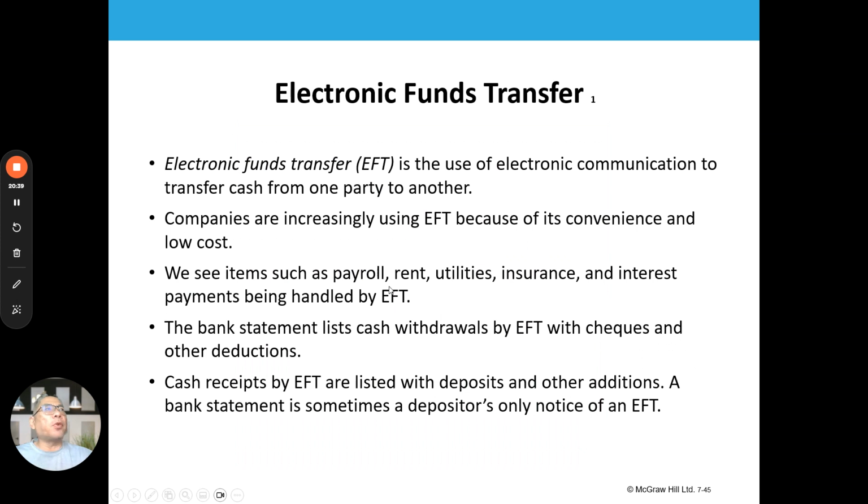Meanwhile, EFT, electronic fund transfer, is the use of electronic communication to transfer cash from one party to another. Companies are increasingly using EFT because of its convenience and low cost. Items such as payroll, rent, utilities, insurance, and interest payments are being handled by EFT. This is the standard way. The bank statement lists all cash payments, withdrawals by EFT, with checks and other receipts. Most people like myself do electronic banking for all my bills. It's the easiest way. Most companies are doing the same thing.